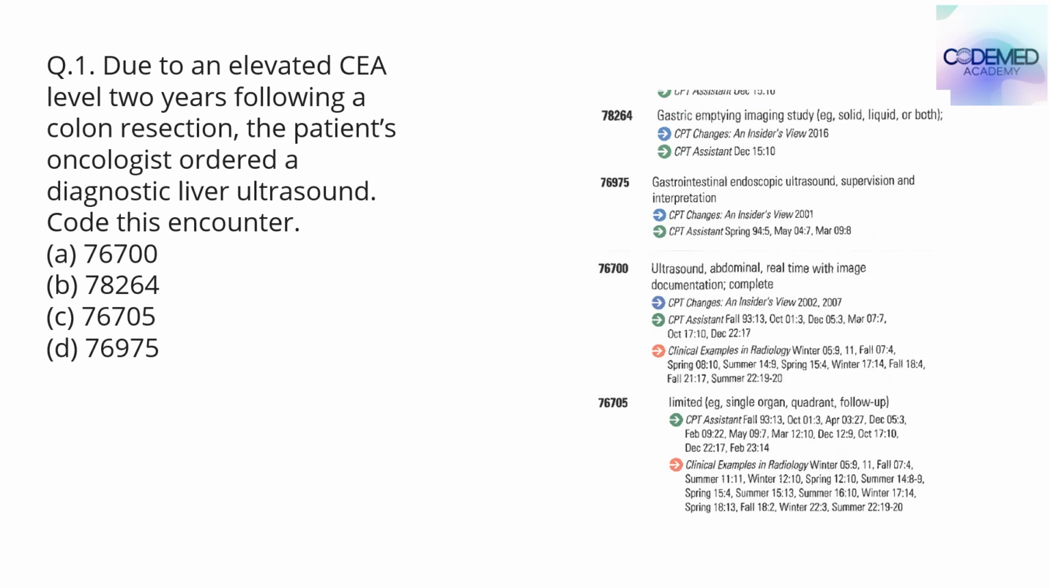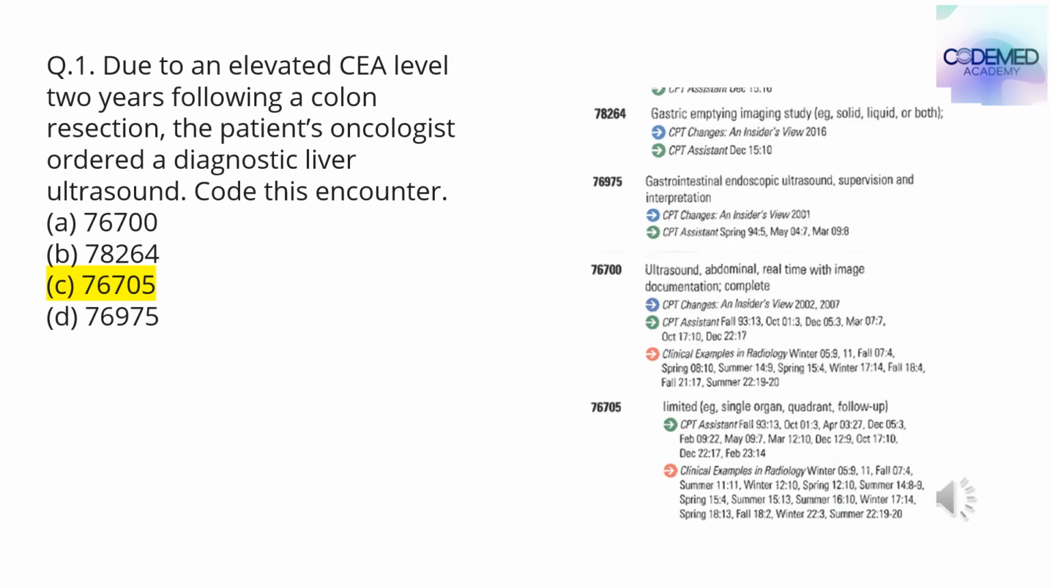Now we need to find out whether it is limited or complete. Now here they have used the words diagnostic liver ultrasound, so it is very limited to that particular organ. So we can very well zero in. So yes, 76705 is the answer, because it is talking about the limited liver ultrasound.